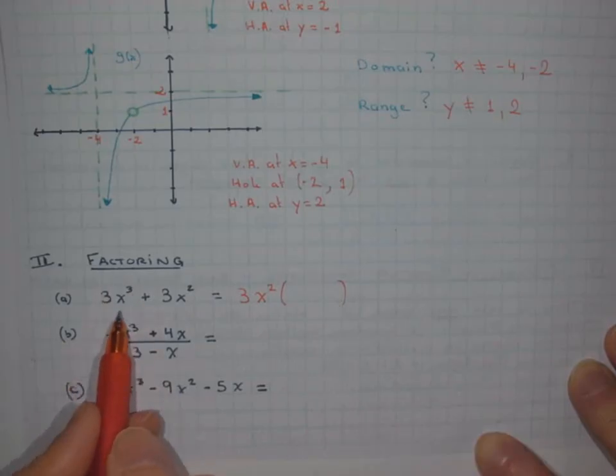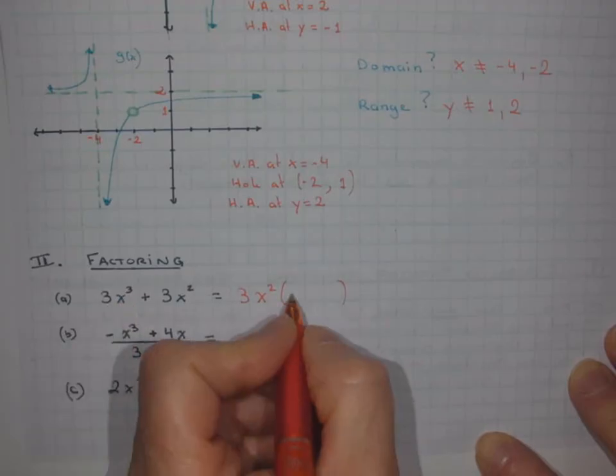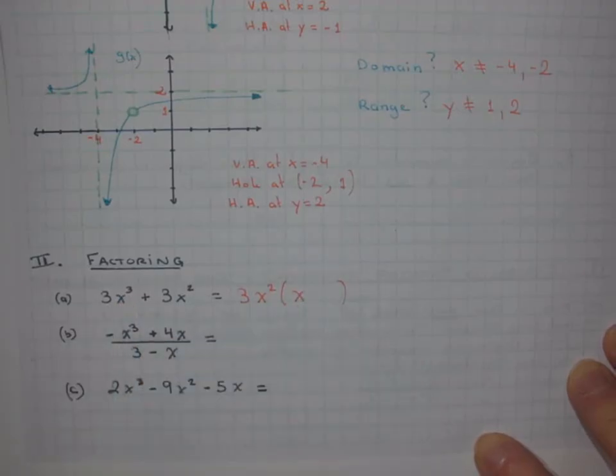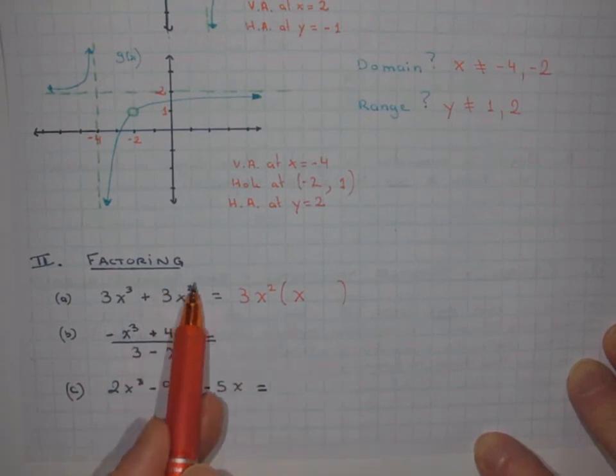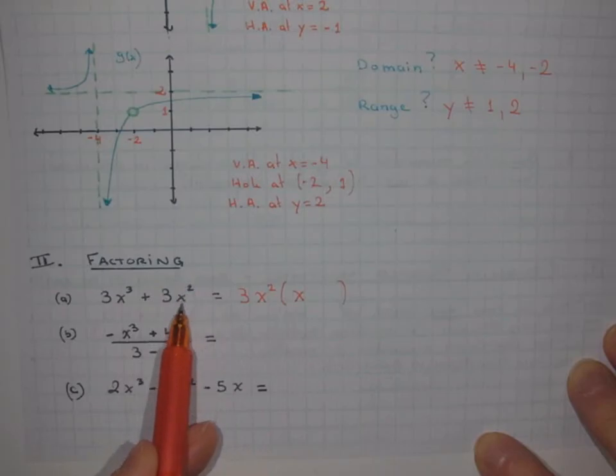Now, when you factor out a 3x squared here, the 3 is gone, and x cubed divided by x squared is x, so we just have an x here. Too many of you would leave that there and stop and say that's the answer. Well, no, not really, because what happened to this one? We had a second term there.